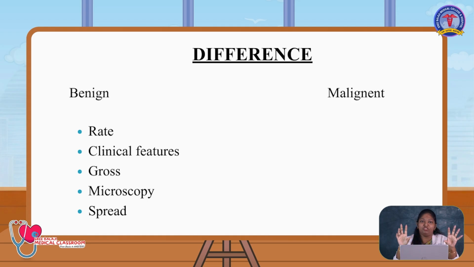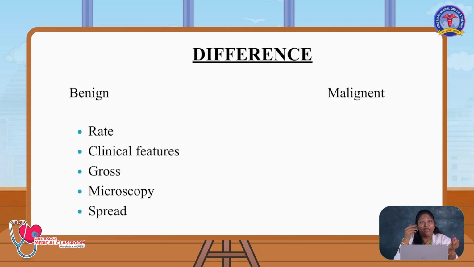Second is clinical features. When they come to your OPD, any history you take will give you a clinching point about whether it's benign or malignant. The duration is shorter, and the clinical feature is a small lump which is not painful, not even tender. These features will tell you that it might be benign.